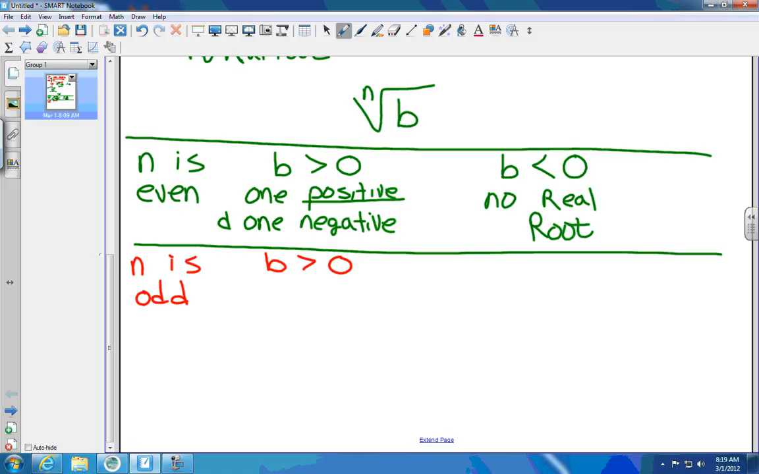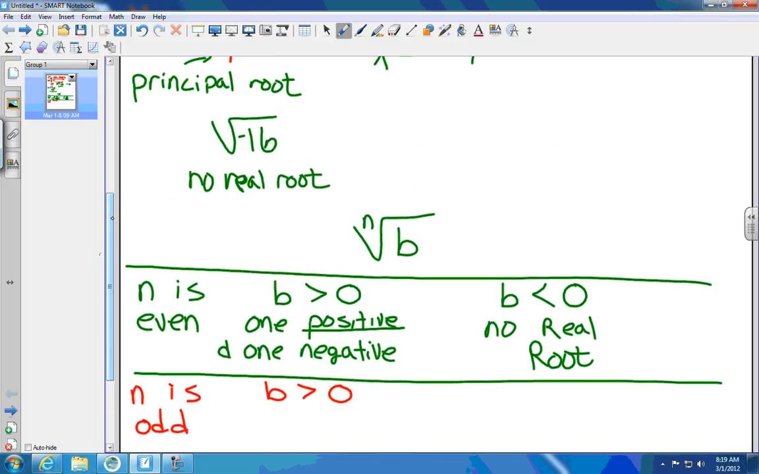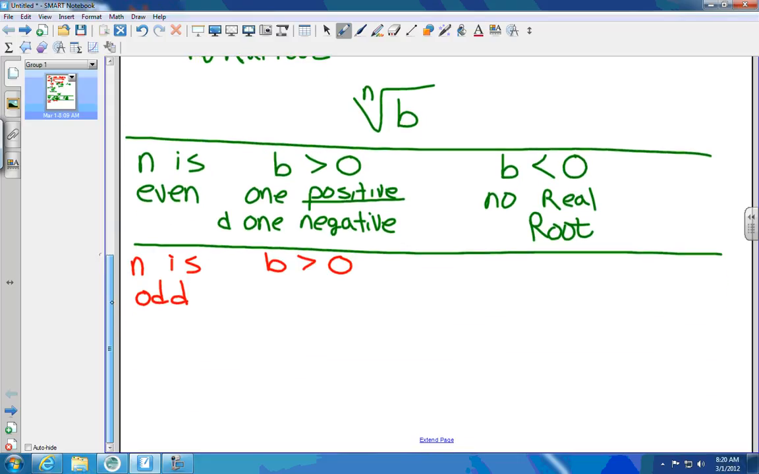and b is greater than 0, again, that means n is odd and b is positive. As you're working your homework problems, that's what you'll have to check when you get a problem like this. Okay, n is even there, so it's going to be one of these 2, and b is negative, so now I know this is the one I'm dealing with. That's how you're going to use the table as you go through your homework.